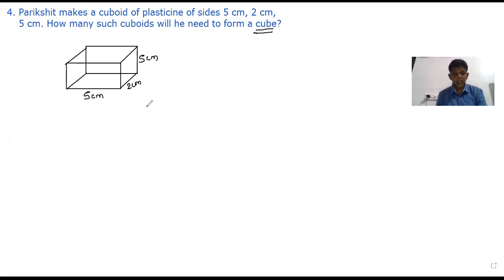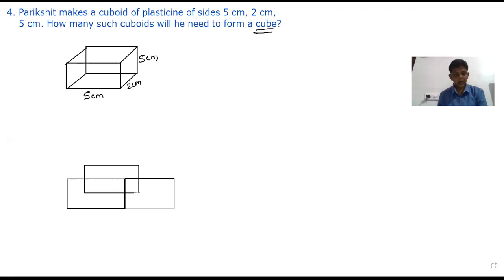when we speak about a cube, all the 3 sides need to be equal. Suppose these 2 cuboids, if I join them together as they are, then how will it form? See, these 2 cuboids we are joining end to end. Can you imagine the new figure which is going to form? It will be something like this.